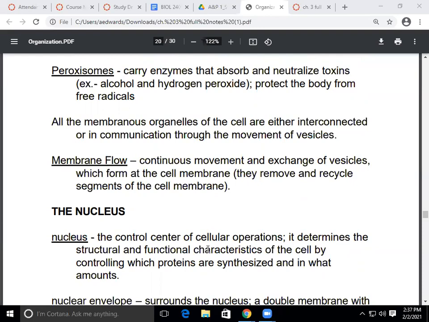So what I want you to do is talk with your battle buddy about each of you should discuss the names and functions of 3 different membranous organelles. You can do this at home as well.